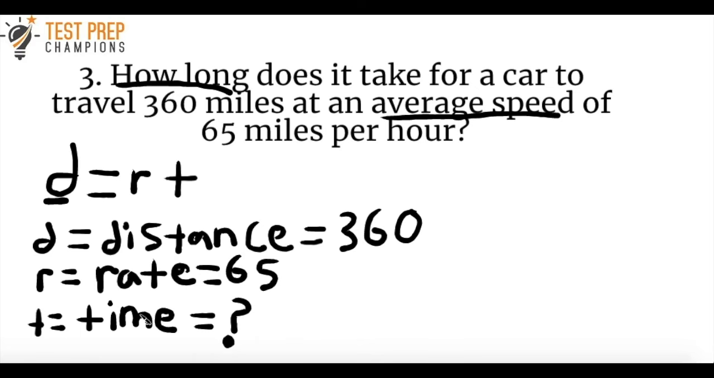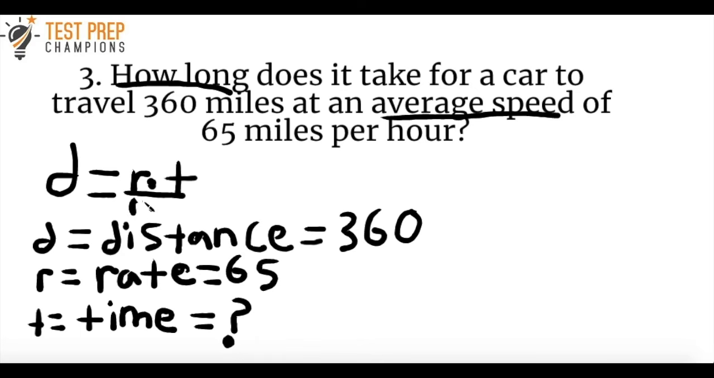So we want to solve the equation for T. All right, so before we plug any numbers in here, let's solve this equation for T. So we have D equals R times T. So how do we undo multiplication? Well, we undo multiplication by doing the opposite. So the opposite of multiplication is division.